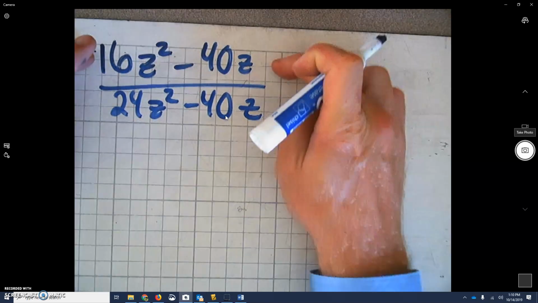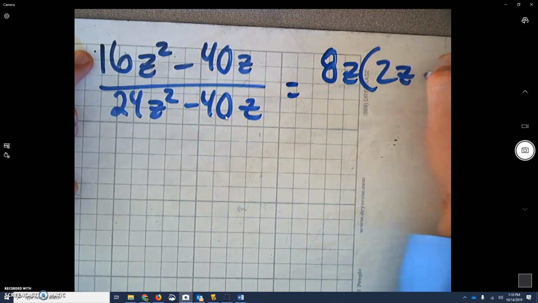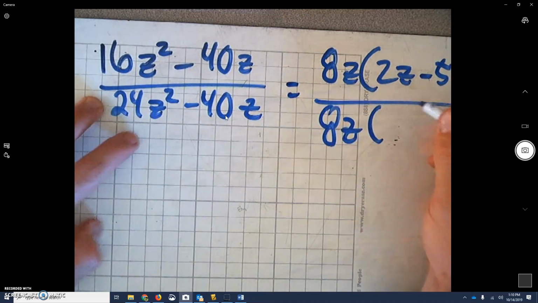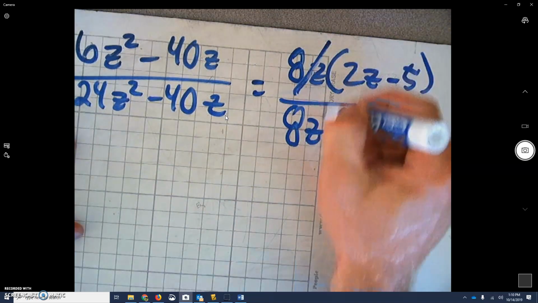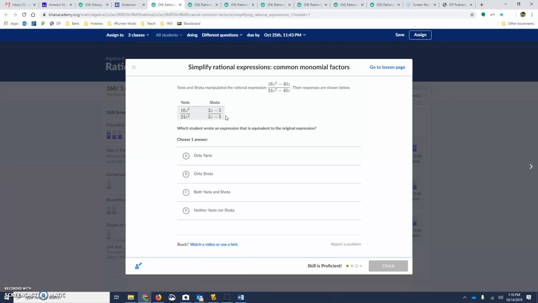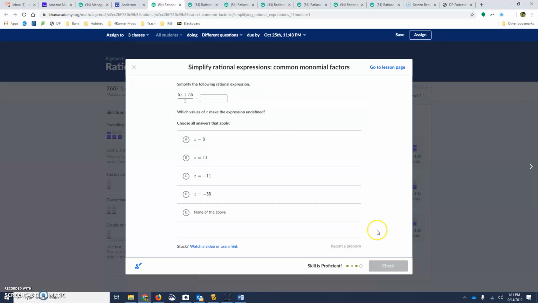Okay, so the first thing we can factor out up here is an 8z. What's left over is 2z minus 5. And then down here we can also factor out an 8z. And what's left over is a 3z minus 5. The 8z's cross off. 2z minus 5 over 3z minus 5. And that's exactly what Shota has. So Shota is right. Got one right. And last question.